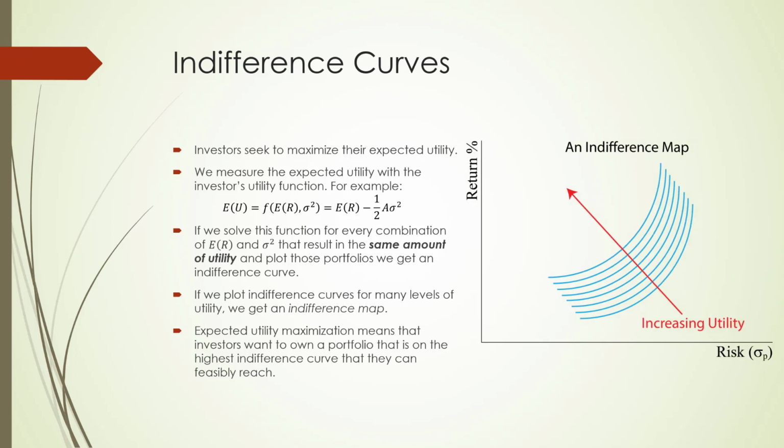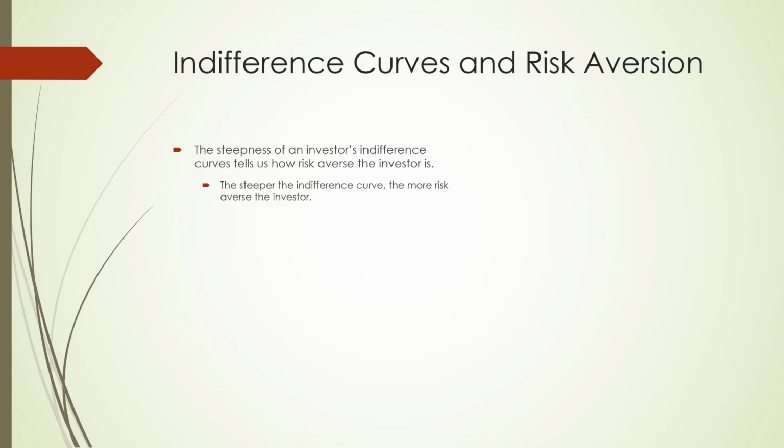If we took every possible level of utility and we created an indifference curve for it and plotted them all, we would end up with what's called an indifference map. Again, this is simply a graph that shows every possible indifference curve for a given investor. We'll see in a minute that this is the key to finding the optimal portfolio. But before we get to that, realize that the slope of the indifference curve is a measure of the degree of risk aversion for the investor. The steeper the indifference curve, the more risk averse the investor is.